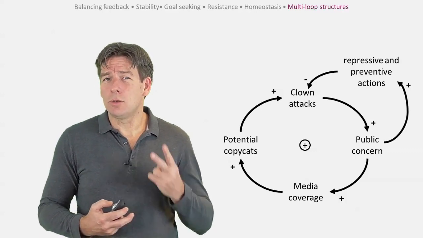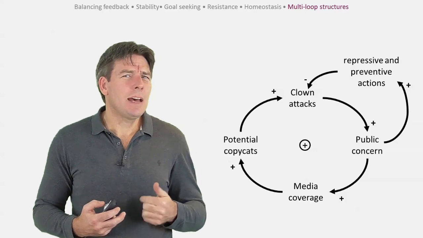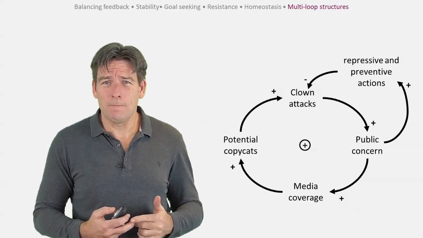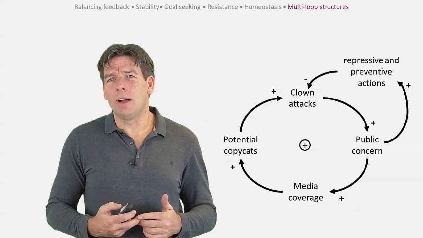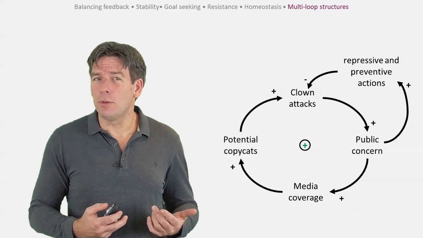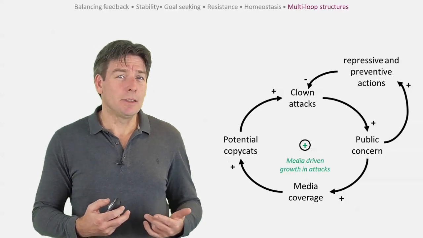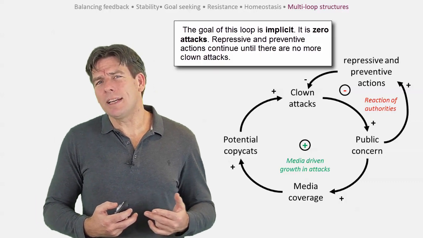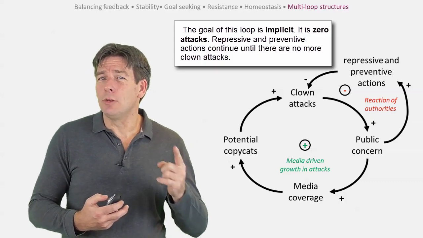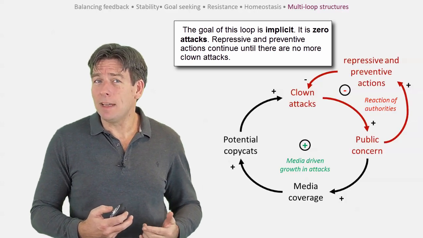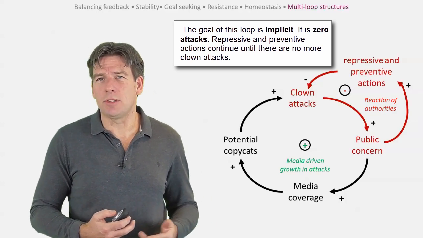We now have 2 loops. Can you see how this second loop uses some variables in the first loop to complete itself? To make our model clearer, let's name the loops. The first is a reinforcing loop of media-driven growth in attacks. The second is a balancing loop that represents the reaction of authorities. We can tell the second loop is a balancing loop by going around the loop and counting the number of negative polarities. If there is an odd number, it's a balancing loop. Otherwise, it's a reinforcing loop.